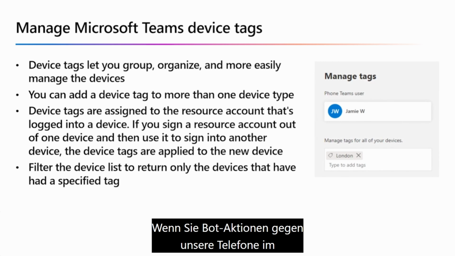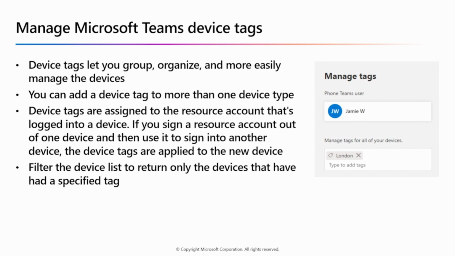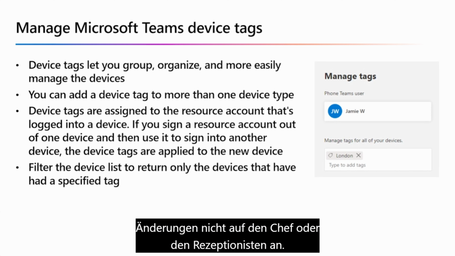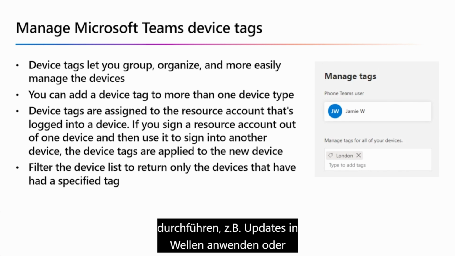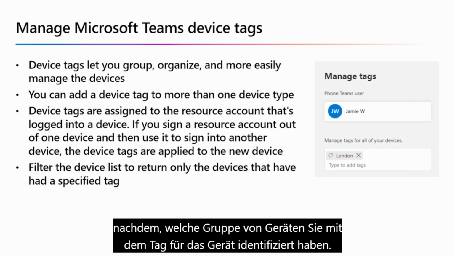If you need to perform bulk action against all phones in a contact center, ensuring they have a tag set will allow you to do this easily and ensure you do not apply those changes to executives or receptionists. You can also perform bulk actions on returned devices, such as applying updates in waves or setting different configuration policies depending on the group of devices identified using device tags.